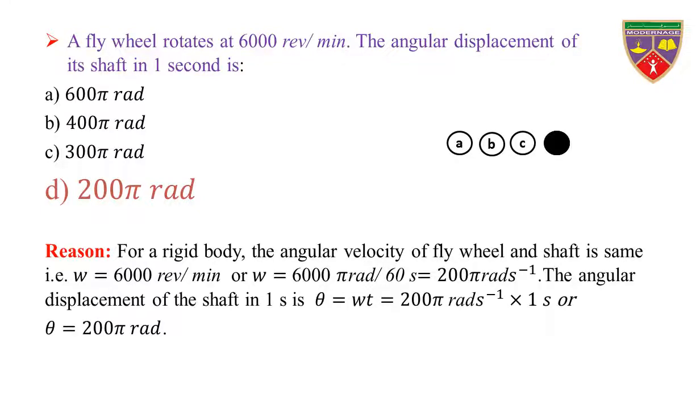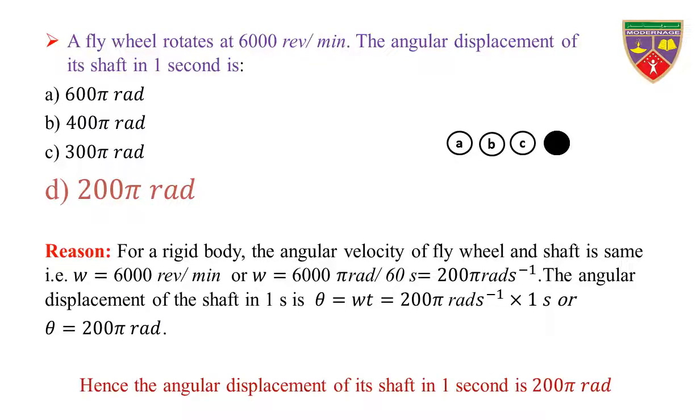Reason: for a rigid body, the angular velocity of flywheel and shaft is same, that is omega is equal to 6,000 revolution per minute, or omega is equal to 6,000 into 2 pi radian per 60 seconds, or omega is equal to 200 pi radians per second. The angular displacement of the shaft in 1 second is theta is equal to omega t, which is equal to 200 pi radians per second into 1 second, or theta is equal to 200 pi radian. Hence, the angular displacement of its shaft in 1 second is 200 pi radian.